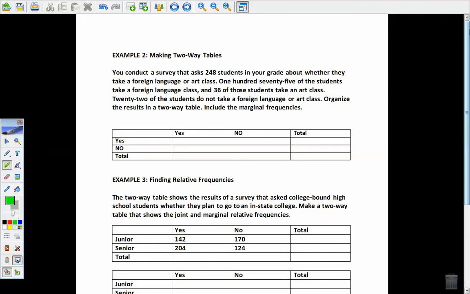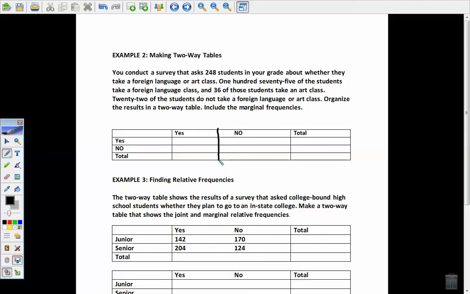All right. I want you guys to take a second and read example 2. I've got to get my column in here. We're going to go ahead and construct a two-way table for this short paragraph of information up here. And I want to see if you guys can help me fill all these values in.